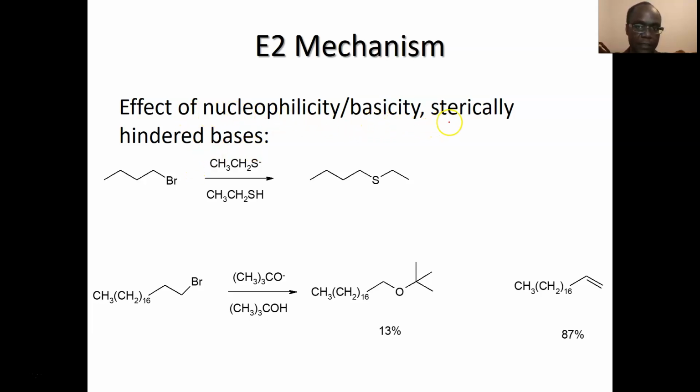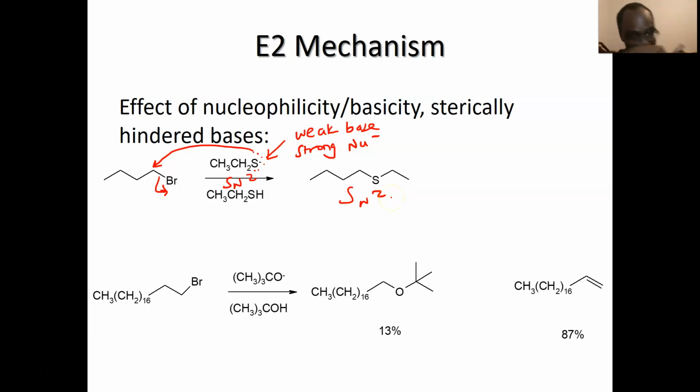Effect of nucleophilicity and basicity, and sterically hindered bases. Now, if you have such a nucleophile, I know it's negatively charged, but sulfur is very electronegative, so this one right here is not a strong base. It's a weak base, but it happens to be a strong nucleophile. This is one of the exceptions. So only SN2 will happen here because this is a weak base. E2 wants strong bases, not weak bases. So only SN2 happens. You get the SN2 product by itself, not E2.